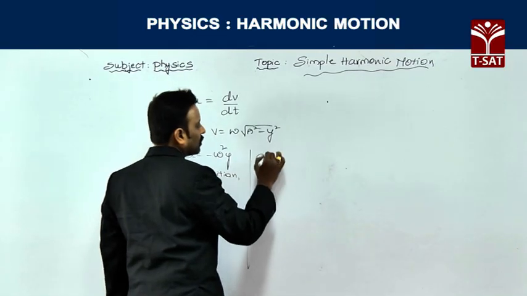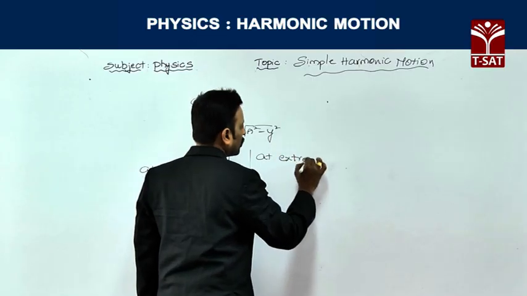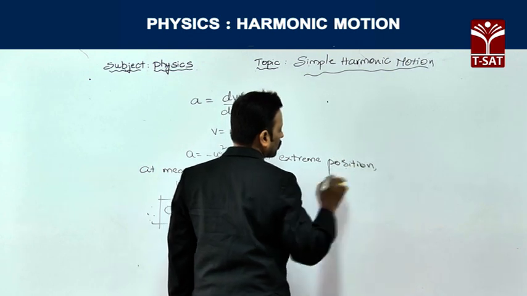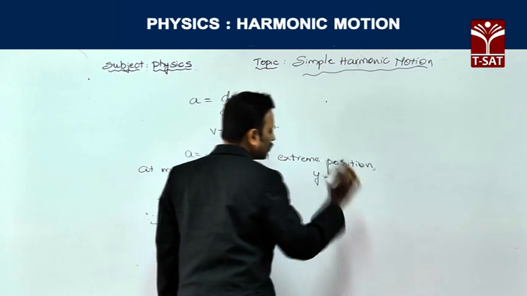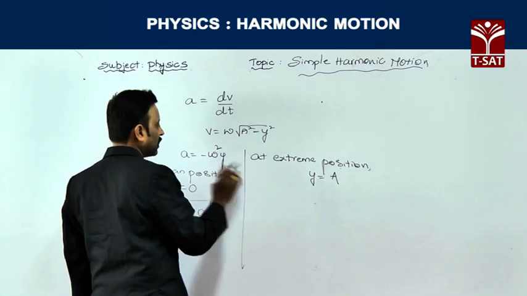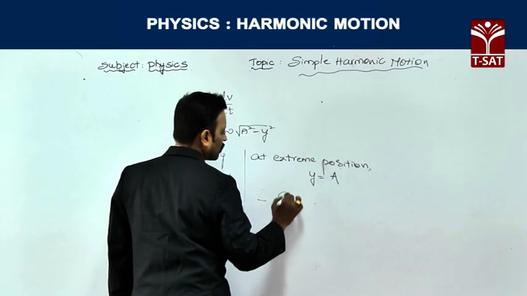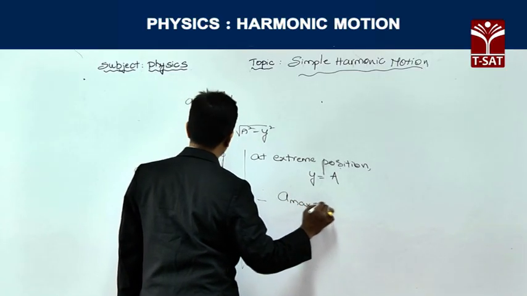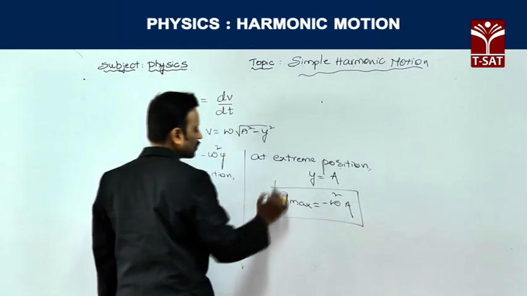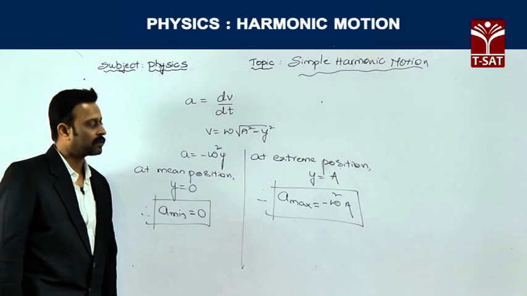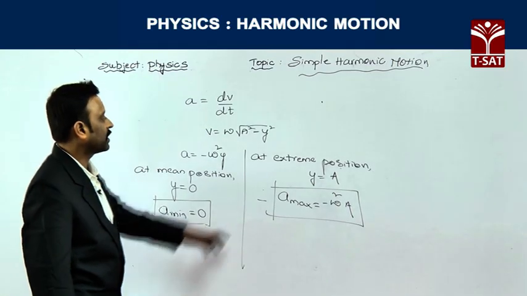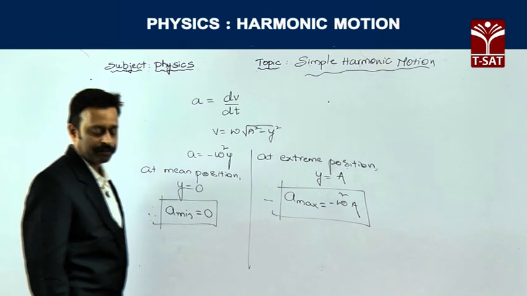After that, at extreme position, displacement y is equal to maximum displacement amplitude. Substitute y is equal to a in this equation. Therefore, a maximum is equal to minus omega square into a. So acceleration is maximum for a particle executing simple harmonic motion when the particle is located at extreme position.